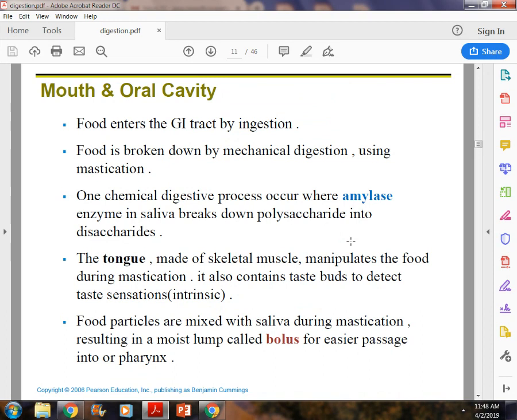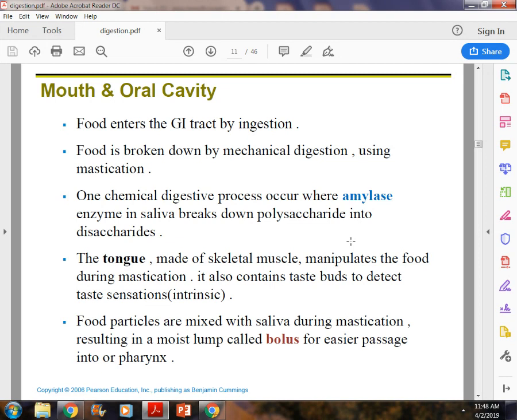The oral cavity itself, or the mouth, that's where food enters. It's broken down mechanically by mastication. Like I said, your saliva does have amylase, and it breaks down polysaccharides into disaccharides. So polysaccharides means many sugars, long chains of sugar, and it breaks it down into just double chains of two molecules of sugar. The tongue is there to help with movement and manipulation of the food during mastication. It also has your taste buds, so that's connected to the brain so that you can taste food, and so that it tells us whether it's actually good or rancid, or whether it's salty, sweet.